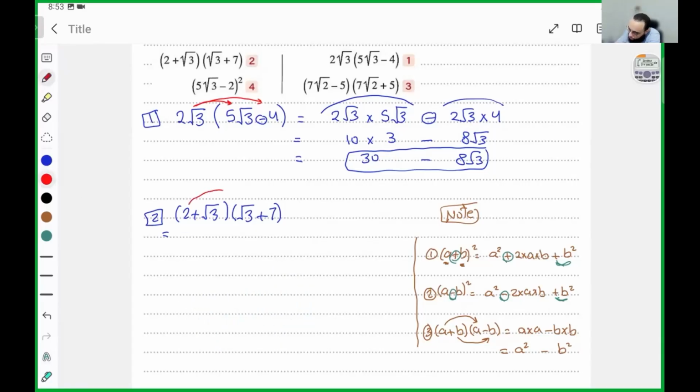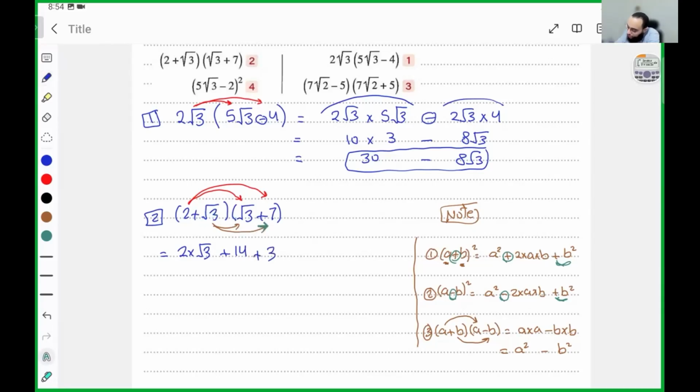Firstly, you have to distribute the first number among the first and the second, and then the second number among the first and the second. So what is the first multiplication? 2 times 2, and then 2 times 7. Is it positive 14 or negative 14? Positive 14. Positive root 3 times positive root 3 is positive 3. Excellent, amazing.